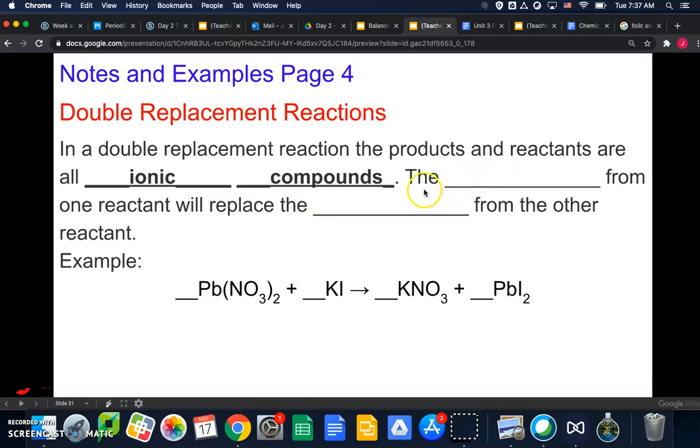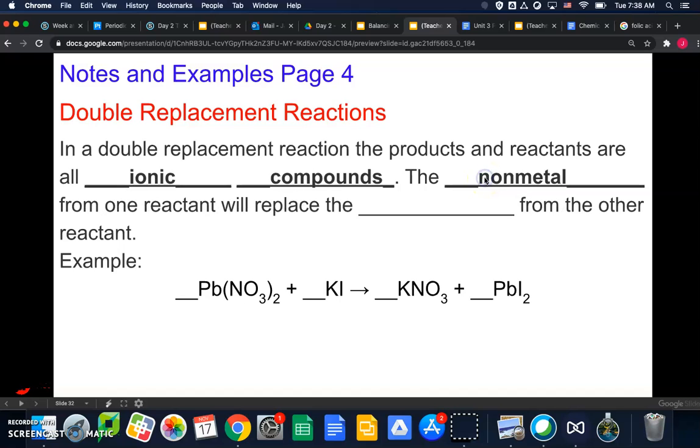And so the nonmetals from one reactant will replace the nonmetal from the other reactant. That's what we see happening down here. Look, the NO3 that was paired with lead is going to replace the iodine. So now the NO3 is paired with potassium, and the iodine is now paired with lead. This was the bright yellow reaction from yesterday.